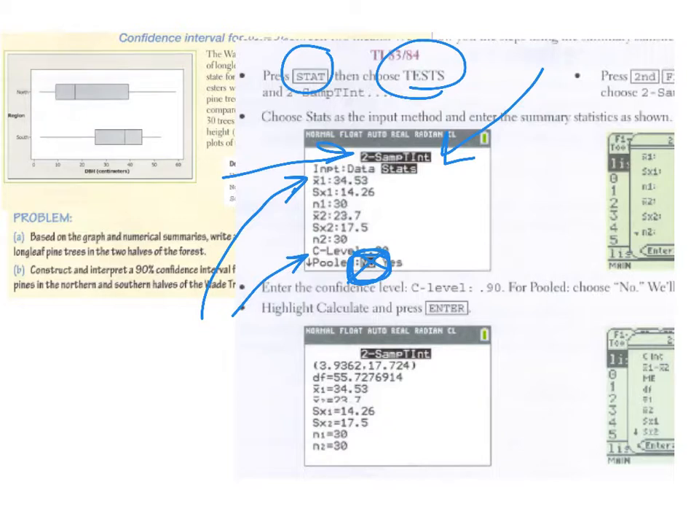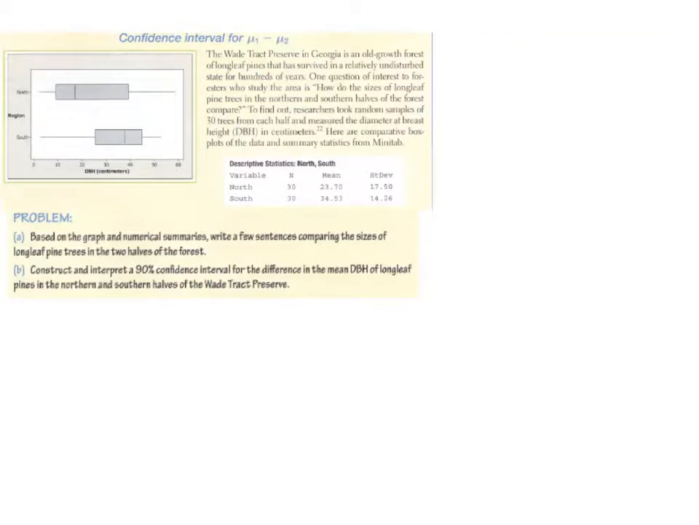Okay, and then when you calculate it, it's going to spit out your interval. It's going to spit out your degrees of freedom. Both of these you need to pull off of here. You need to write down your interval. You need to write down your degrees of freedom. And now we are on to the conclusion part.